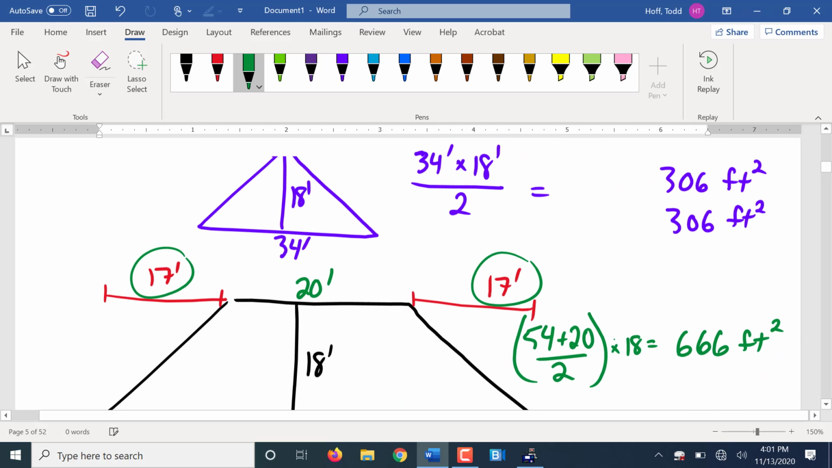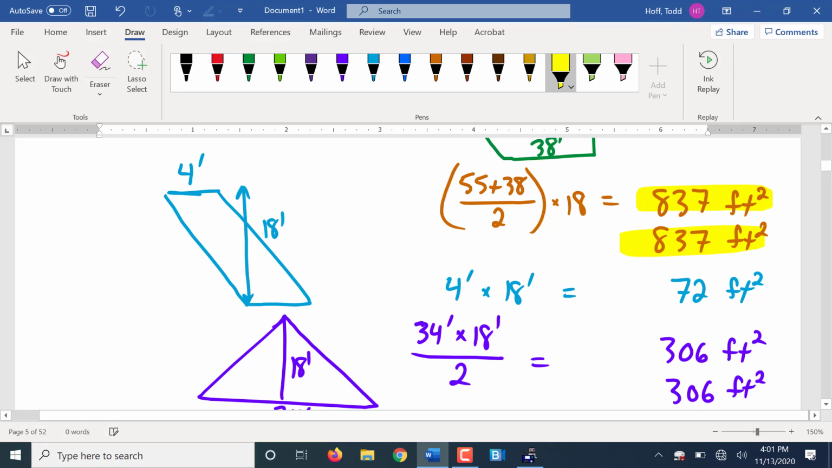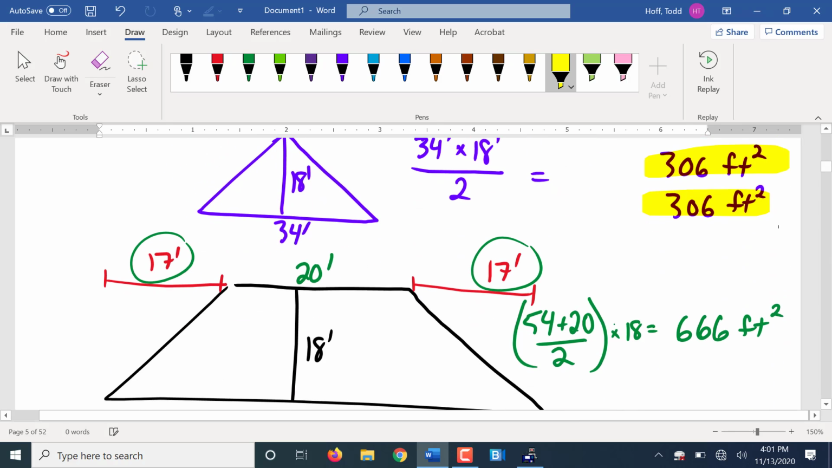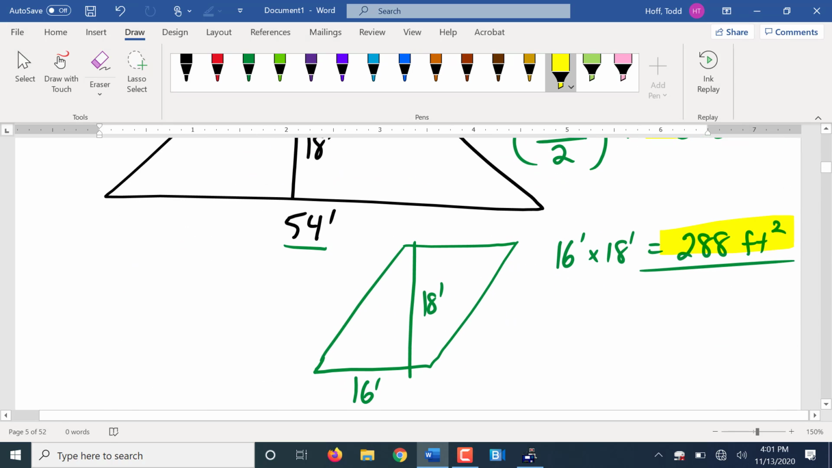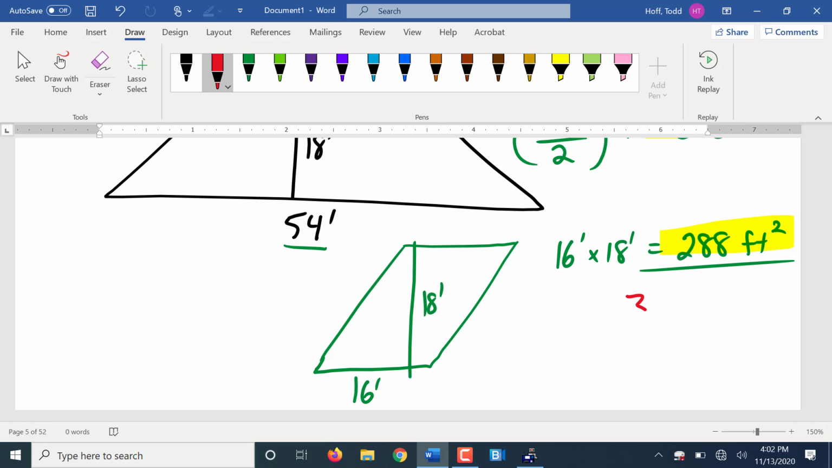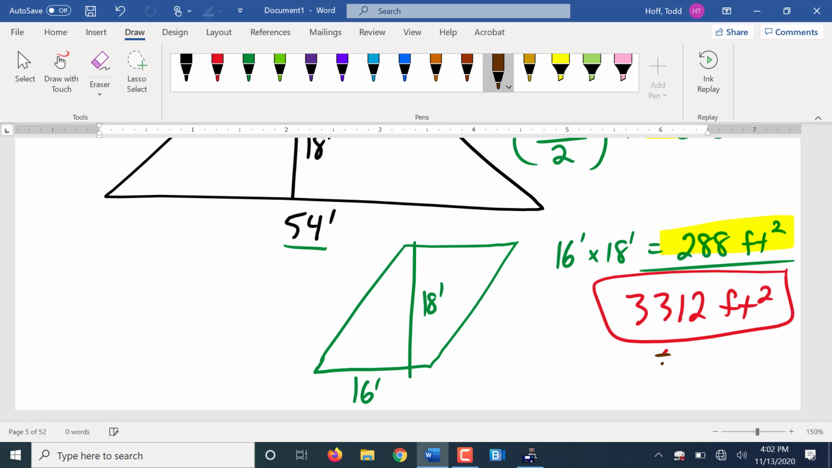So we're going to add up, 3,312? Okay, we'll just list them off here quick. I'm sure you're right. 837, 72, 306, another 306, 666, and 288. You said 3,312? Okay, sounds right. Now that's square feet, it asks how many square shingles. Do you guys know how to convert from square feet to square? Yeah, it's divide by 100. So it's just 33.12 square. Yep. So that's it for number 9.